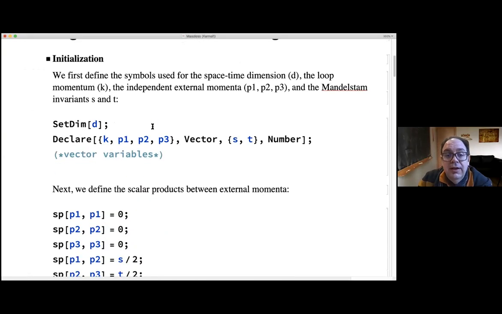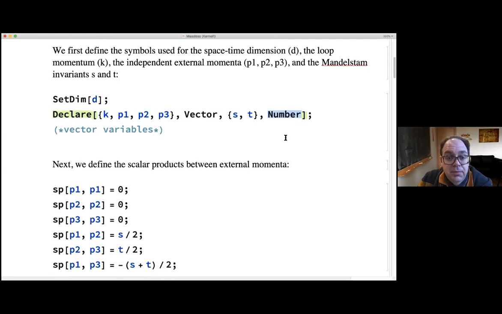So the first thing I need to do is define the integral, and let's do this box integral. Okay, I have to tell the code what the space-time dimension is. I keep it general, D. And I have to say what the symbols are that I need to use. So there's K, which will be my loop momentum, and P1, P2, P3 will be my external vectors, and S and T will be the Mandelstam invariants. This is just declaring the variables.